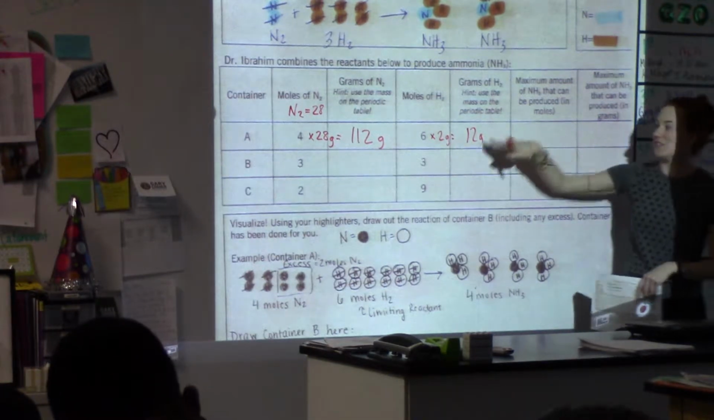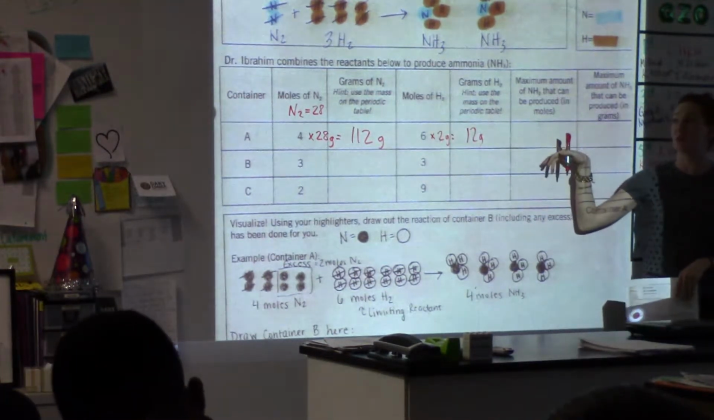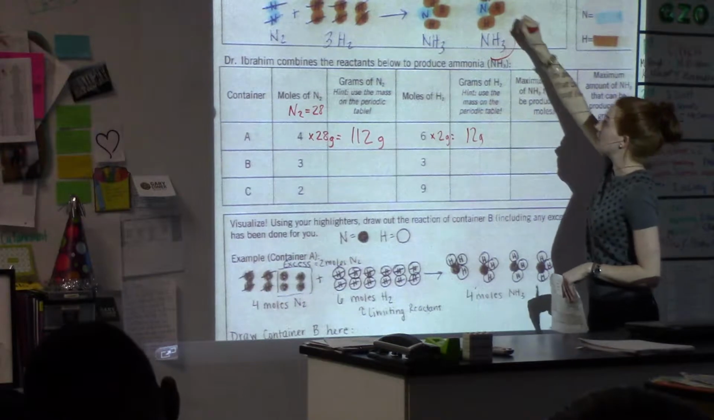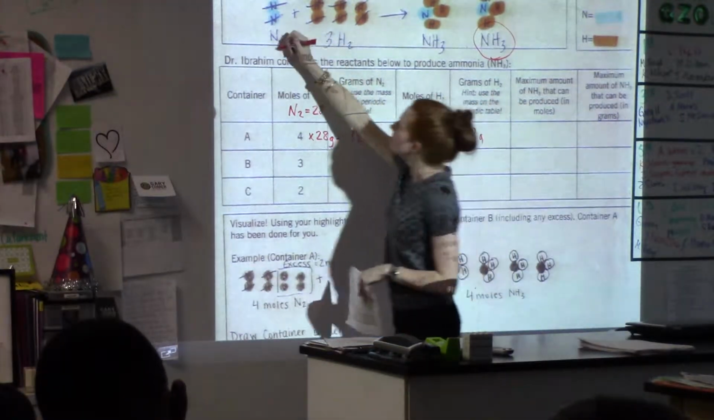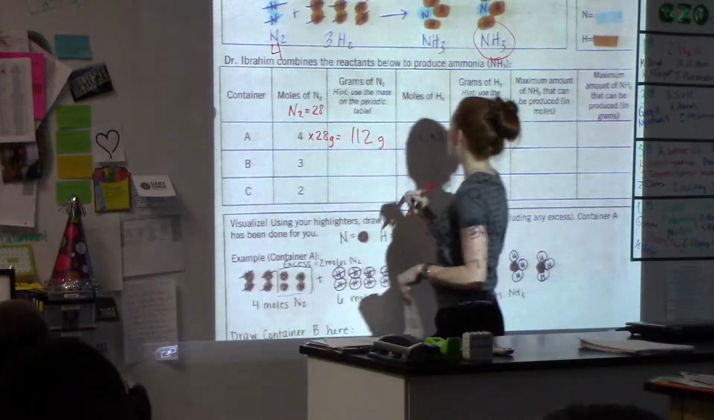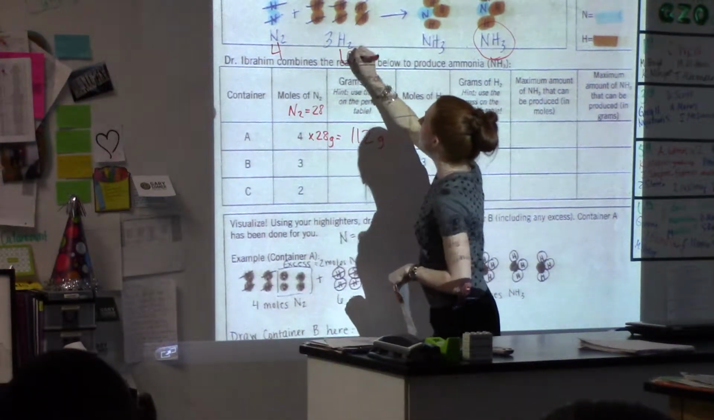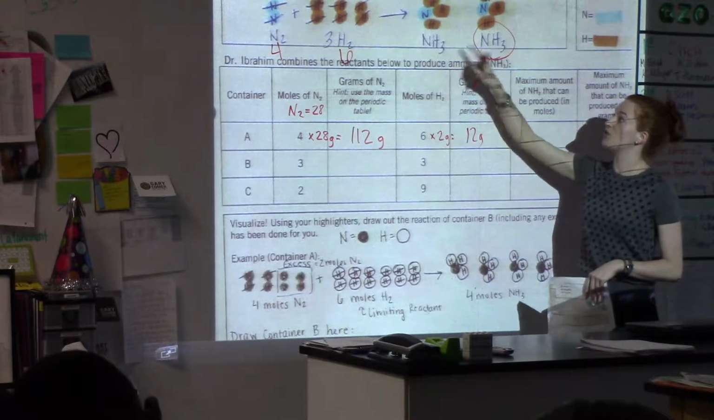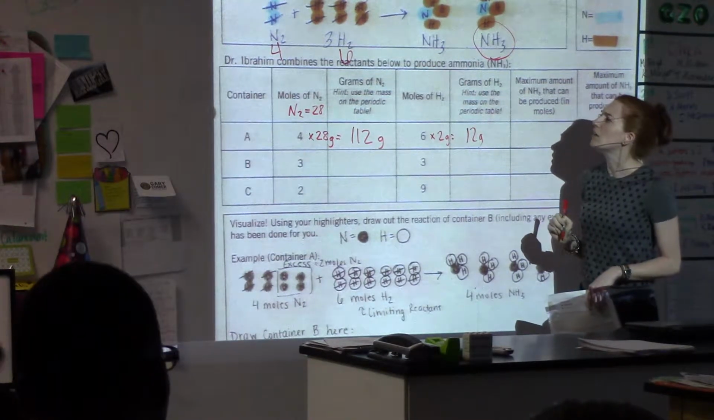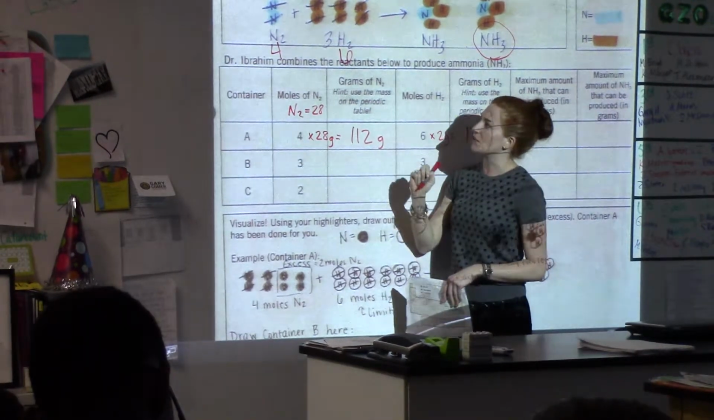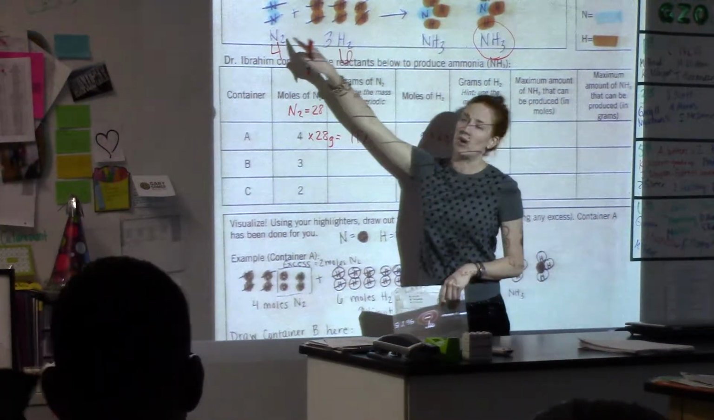Now, I cannot use these numbers yet to help me figure out how much product, how much NH3, we're going to make. We have 4 of these, and we have 6 of these. And we want to know, how many of these NH3s can we make from that? Now, how many NH3s can I make from 1 N2?